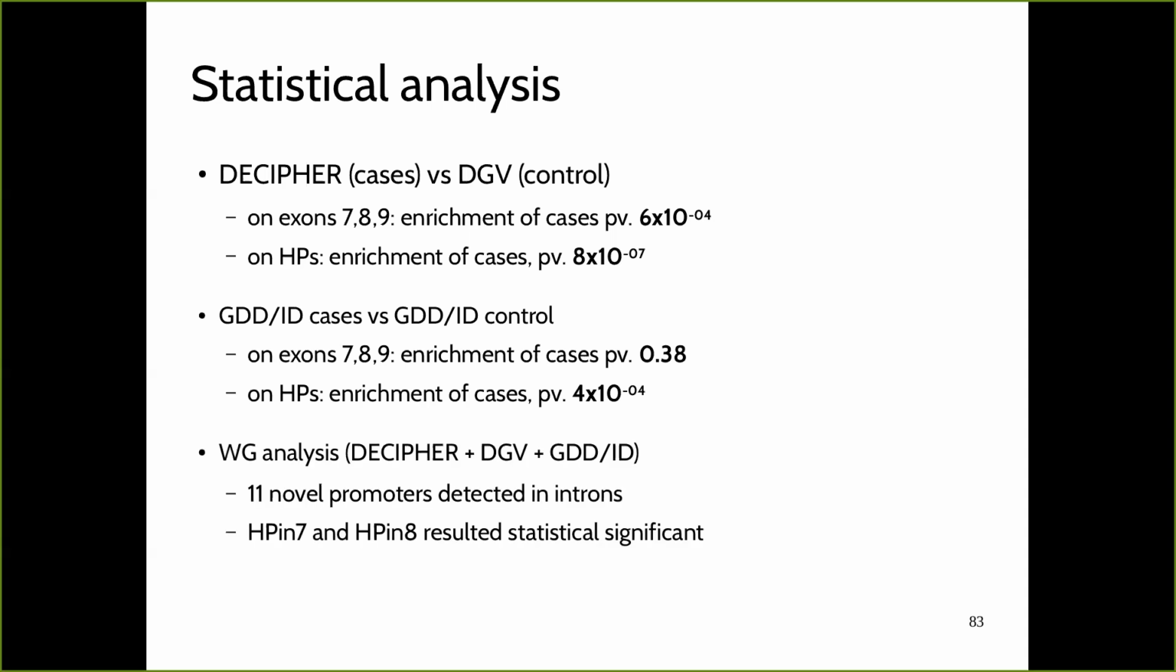Now we finally performed a third statistical analysis combining the two cohorts, looking for regions similar to the two new ones that we discovered across the whole genome. And it turns out that according to our analysis, only our two new regions resulted statistically significant.